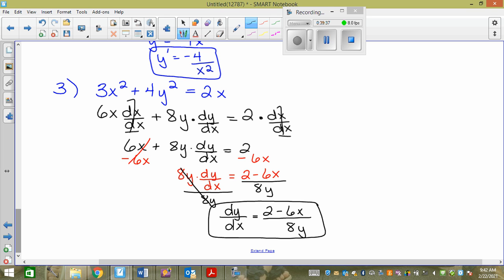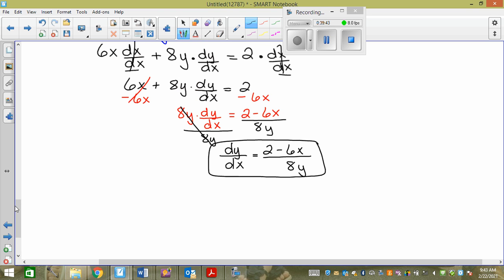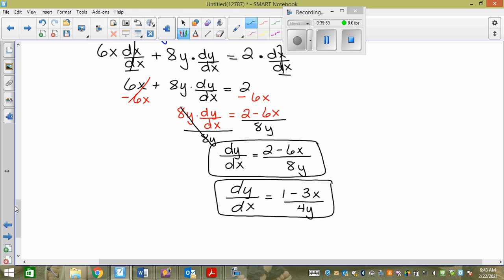All right. We could take a 2 out of all of them. Okay? They're actually probably not going to give that. They're probably going to give the answer as 1 minus 3x over 4y. The number has to come out of all of them or not at all, right?